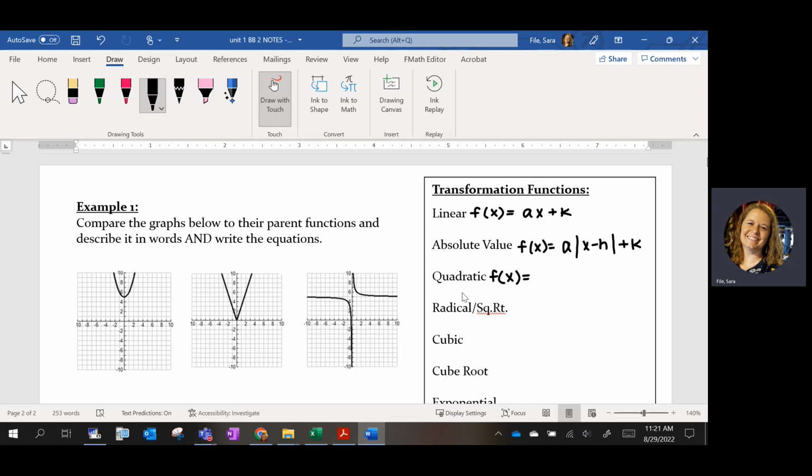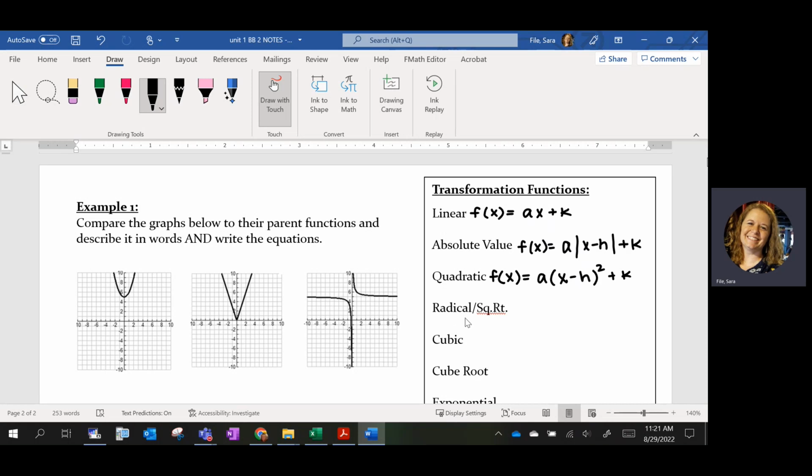Now for a quadratic, instead of absolute value bars, what would I have? Okay, but what do I need to have to show what is squared? Parentheses, good. So it would be the x minus h that is being squared, because that's inside the function. The a and the k are outside the function.